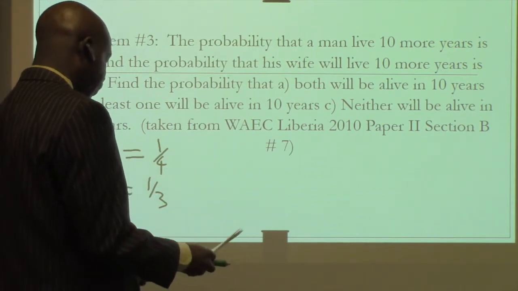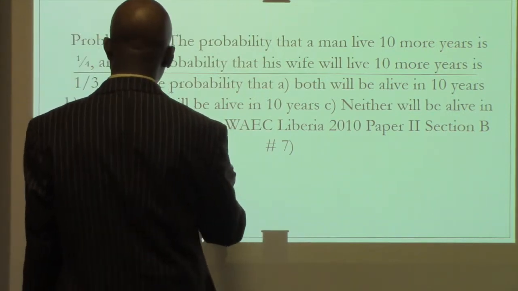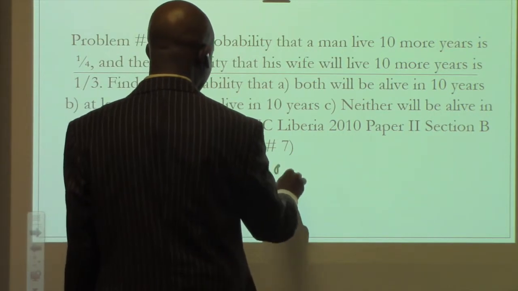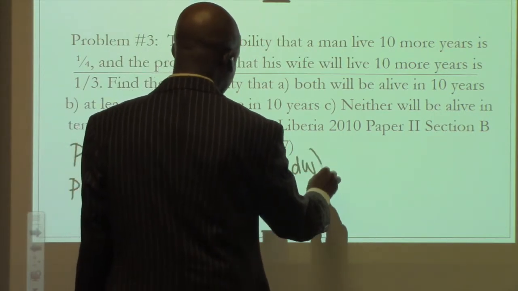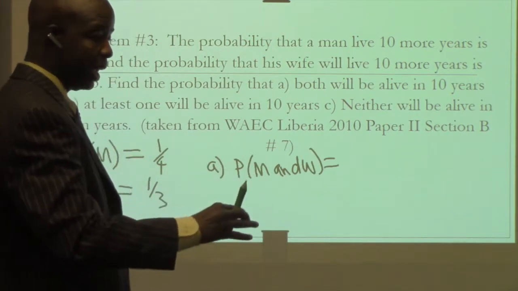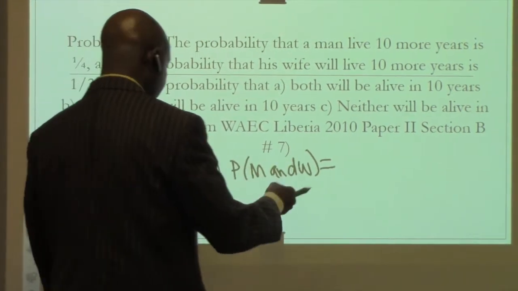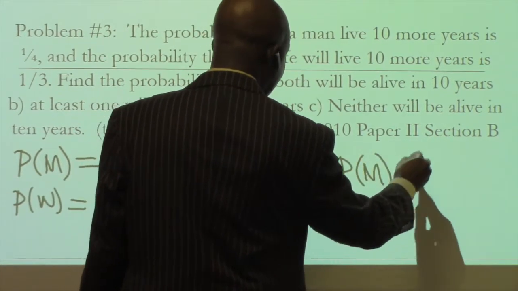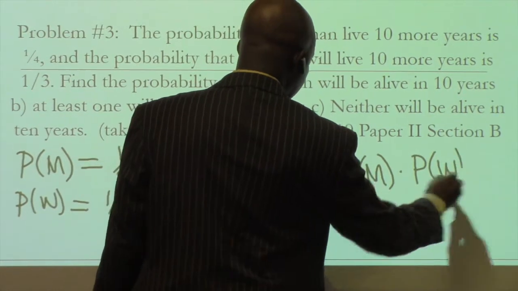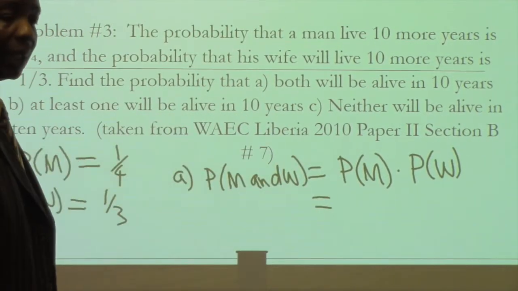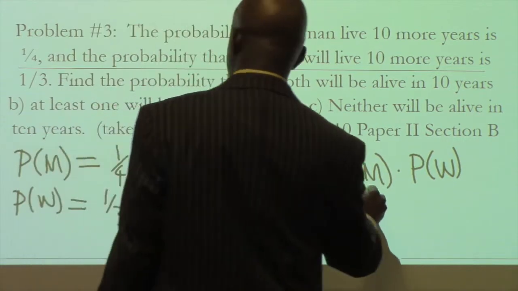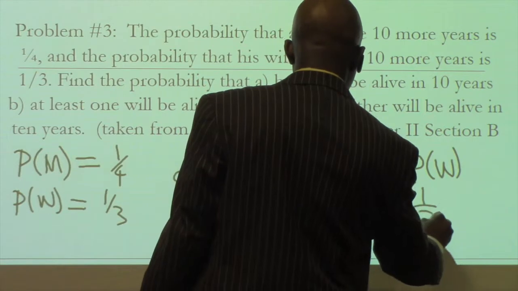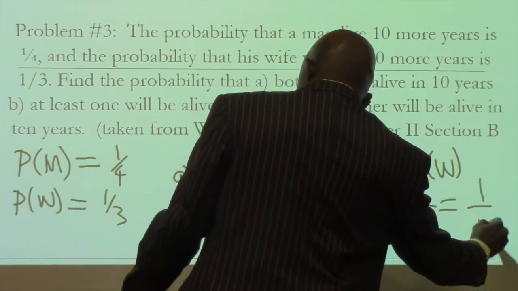So let's proceed with the first part of this problem. Probability that the man and wife will live. Now the life of a man here does not affect the life of the woman. So we're going to say the probability of M times the probability of W, like independent events. So the probability of the man is 1/4 times the probability of a woman living for 10 additional years, which is 1/3. That will be 1 over 12.